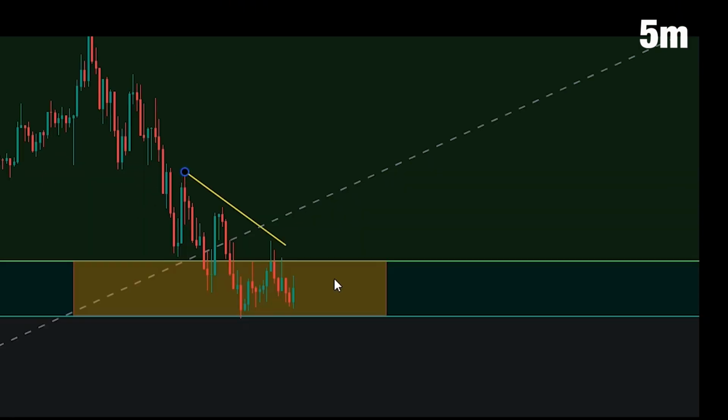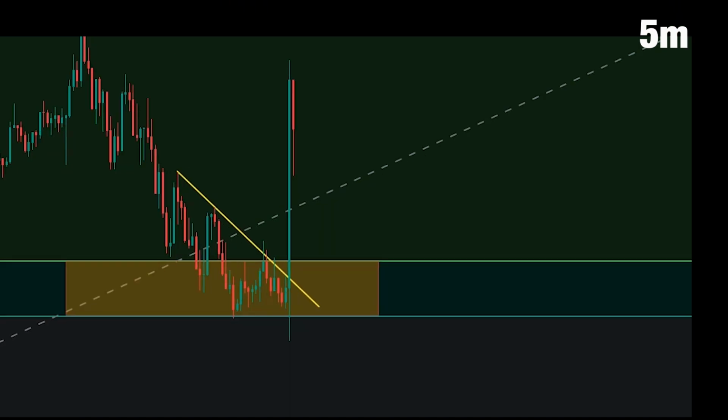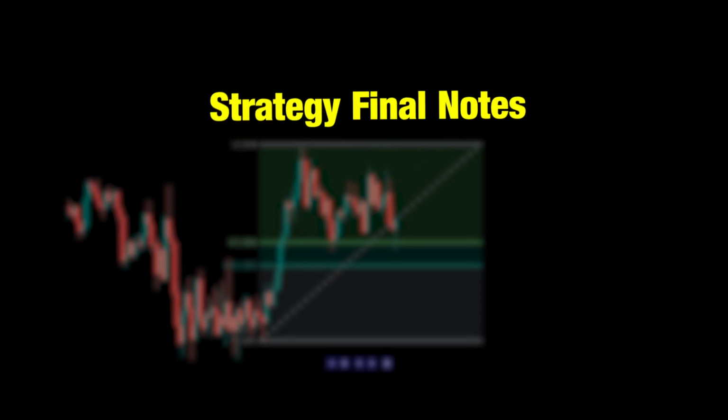We draw the trend line, and yes, the price breaks the trend line with a very strong candle. But the entry is not triggered anymore. Everything was right, but the price didn't allow entry. You need to learn that sometimes it's not possible to enter, and we simply move on and look for the next opportunities. Strategy final notes.